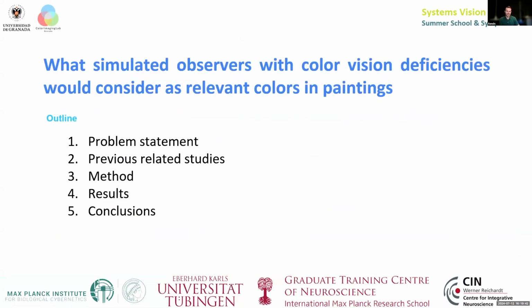So I'm going to be talking to you about what simulated observers with color vision deficiencies consider as relevant colors in paintings, and show the difference in the number of relevant colors compared to subjects with normal color vision. I will start off by giving you an overview of the problem.